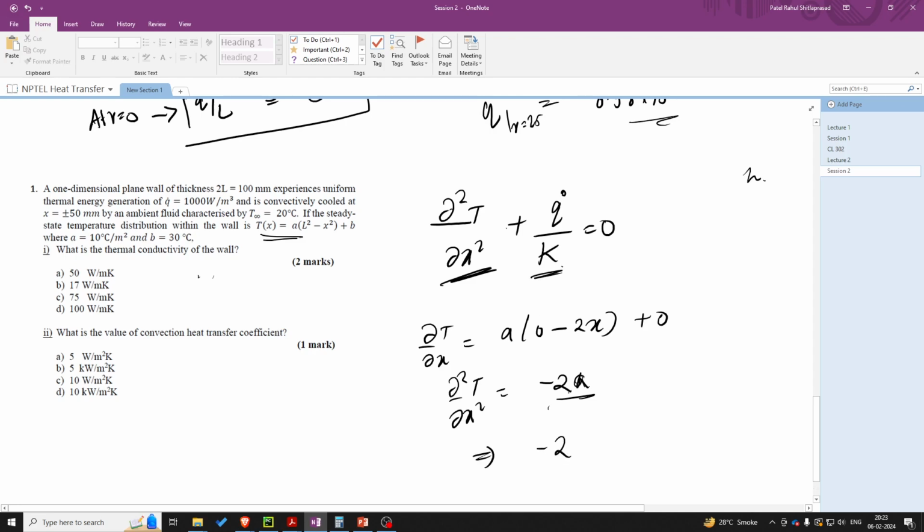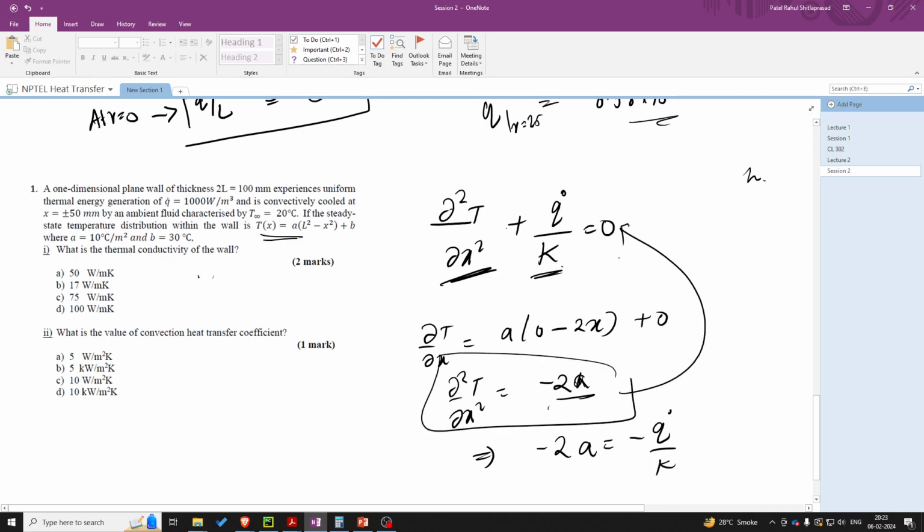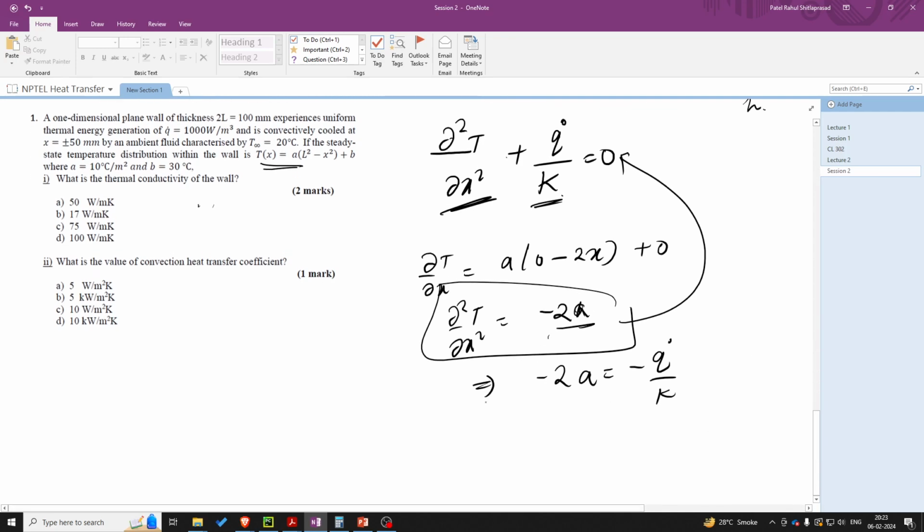That is, minus 2a is equal to minus q dot by k. I am using this equation in this equation, putting those both, solving both of these equations simultaneously. So k will become q upon 2a. So q we have been given as 1000 watt per meter cube, and a we have been given as 10. So this will become 50. So the thermal conductivity of the wall is 50.